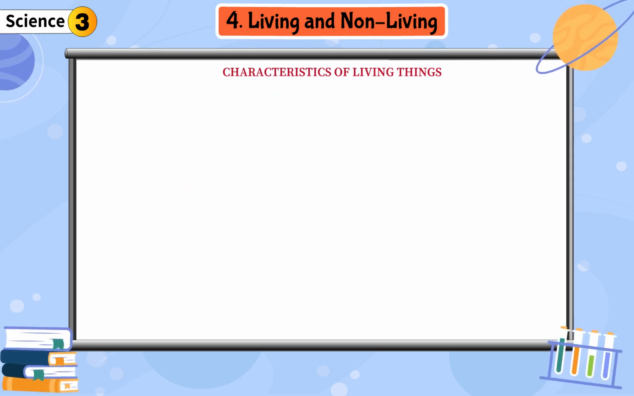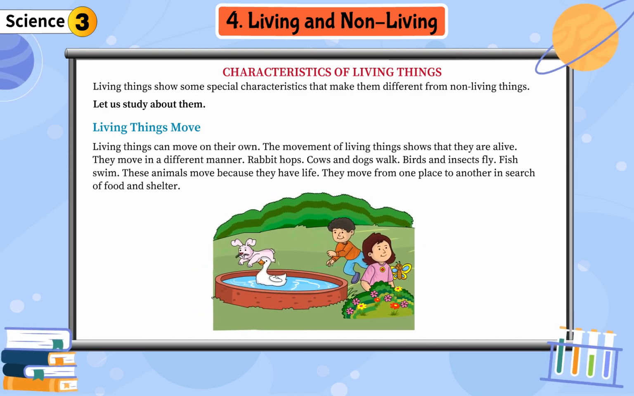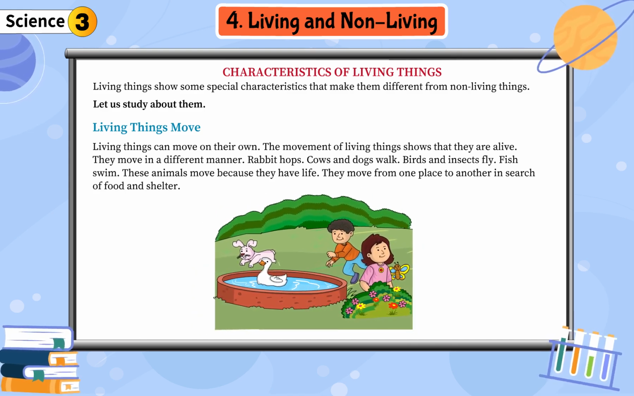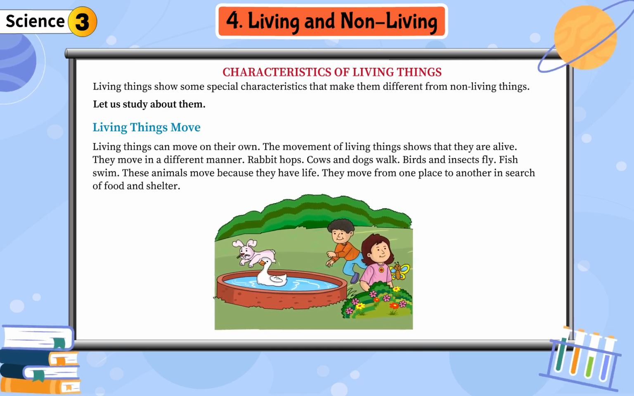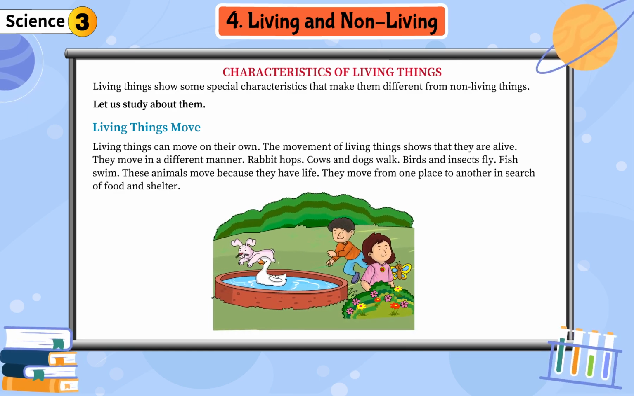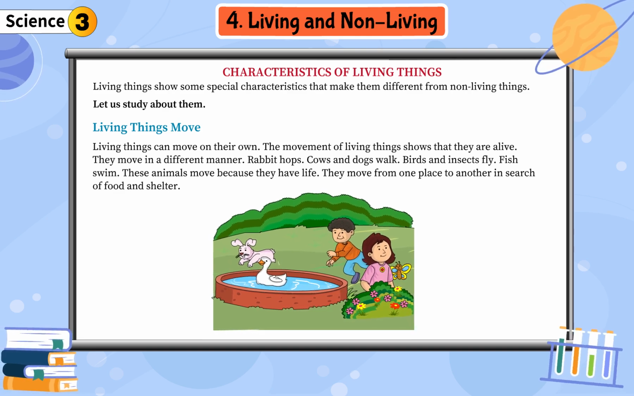Characteristics of living things. Living things show some special characteristics that make them different from non-living things. Let us study about them. Living things move. Living things can move on their own. The movement of living things shows that they are alive. They move in a different manner. Rabbit hops. Cows and dogs walk. Birds and insects fly. Fish swim. These animals move because they have life. They move from one place to another in search of food and shelter.